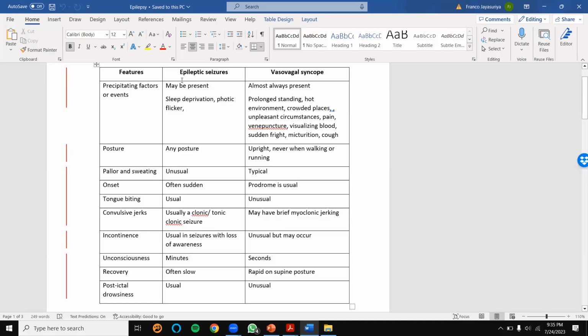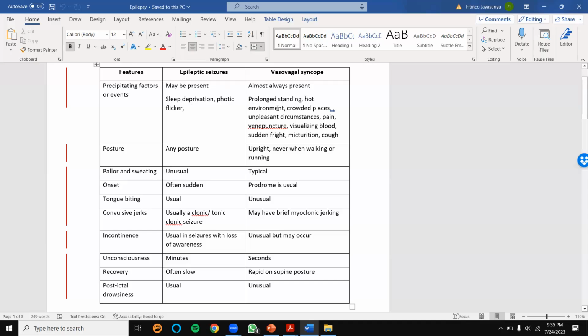Precipitating factors or events in epileptic seizures may or may not be present, like sleep deprivation, photic flicker. Photic flicker means flashing lights, even loud noises, exhaustion, drugs and alcohol. In vasovagal syncope, there's almost always a precipitating factor, like prolonged standing or a hot environment. I'm sure most of us, or some of us, may have experienced it.